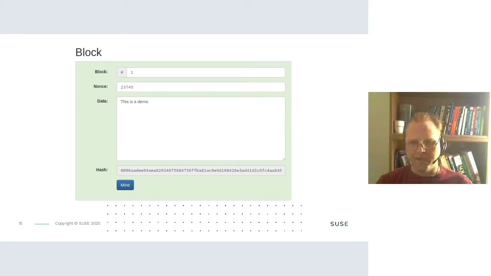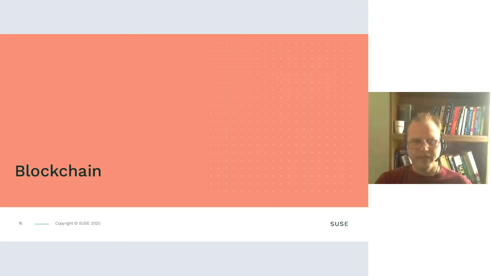After iterating over many nonces, in the demonstration, you click this mine button, it does it for you. We eventually find a nonce that matches our conditions, and now our block is signed again. And now let's talk about what a blockchain looks like.